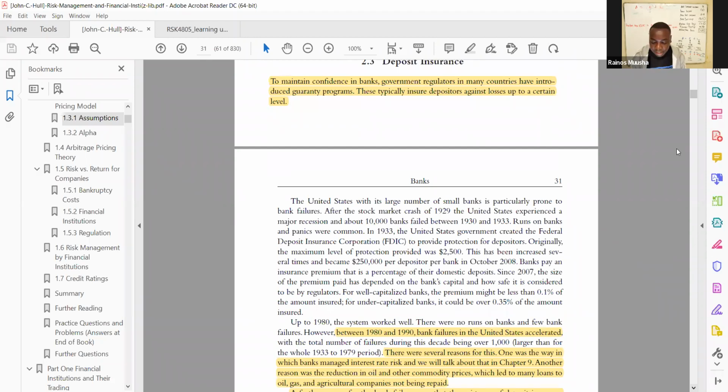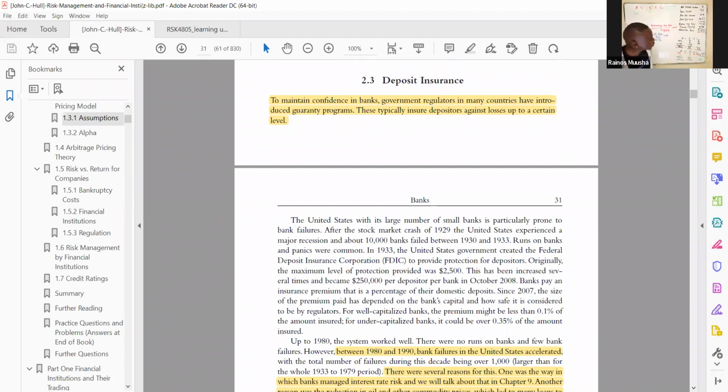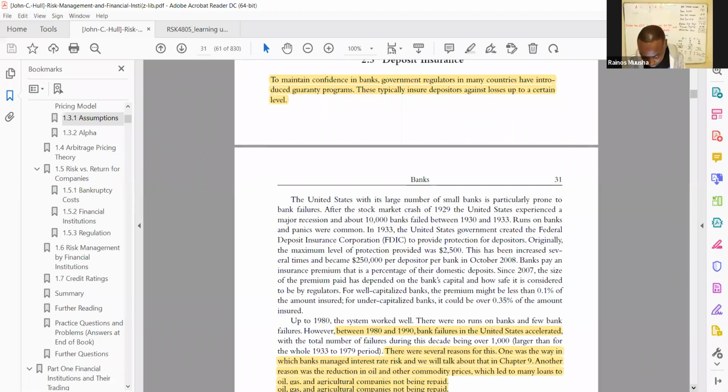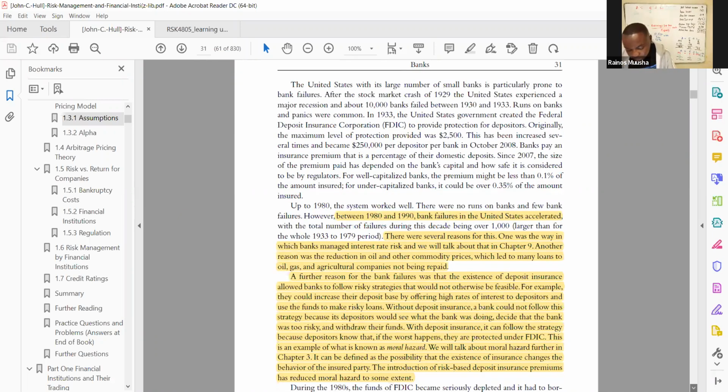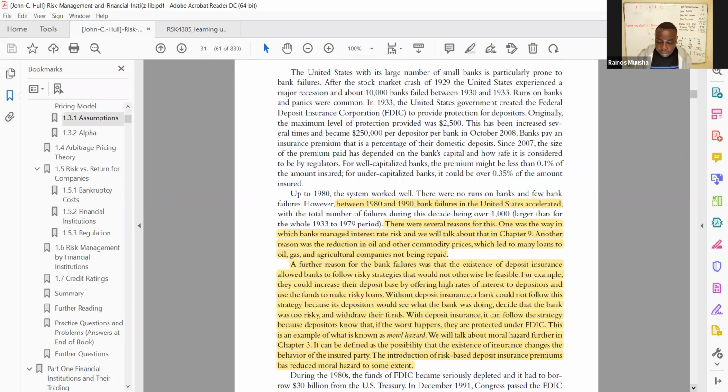The main idea behind deposit insurance is that we are trying to protect depositors from the risk that banks are taking, so that no matter what happens, even if the bank suffers losses, the depositors are protected as much as possible, to maintain confidence in the banking system of the economy. On page 31, they give us a rough history of deposit insurance from an American perspective, because we don't have that information available from a South African perspective.